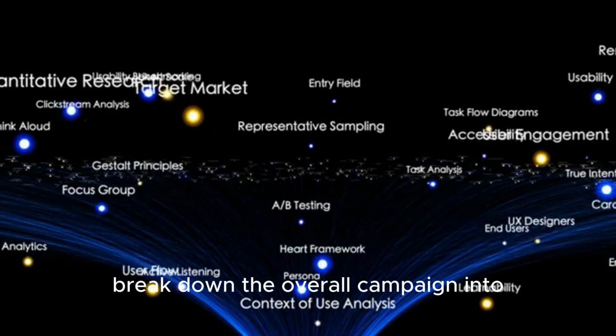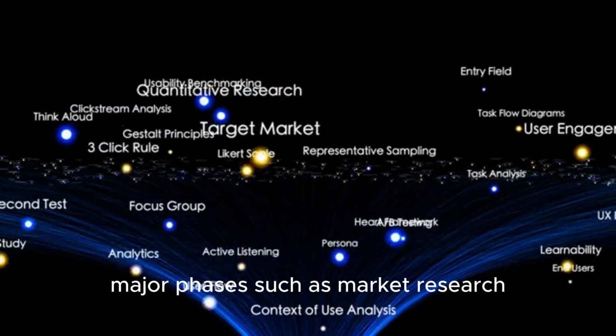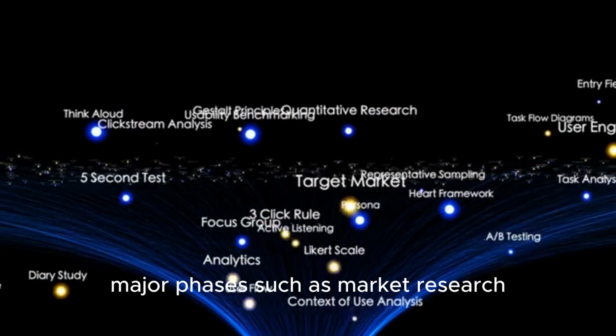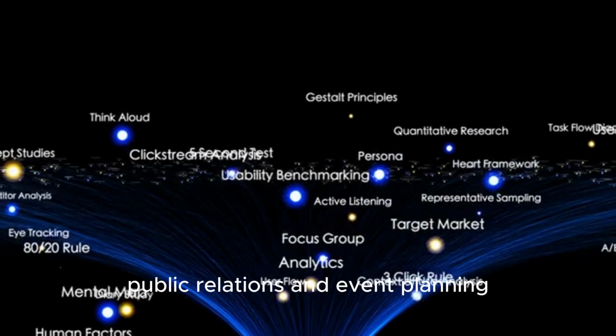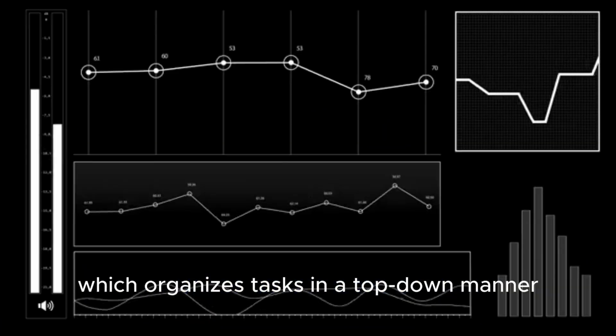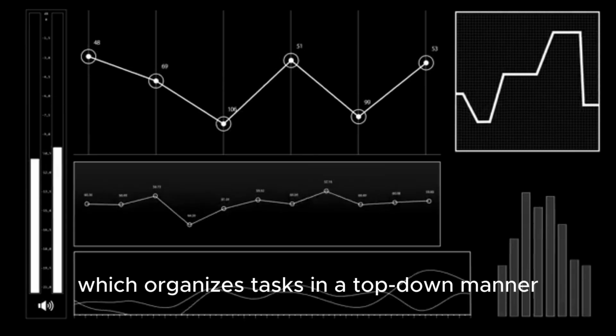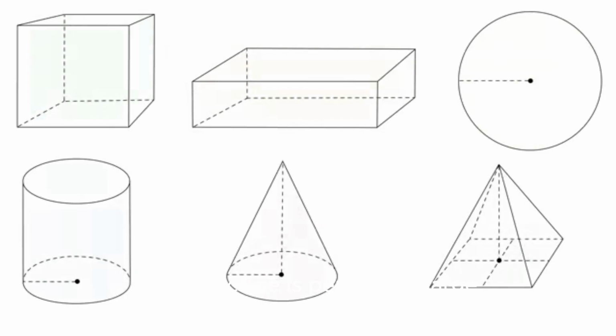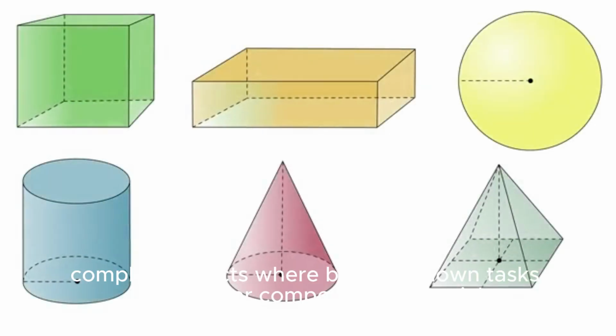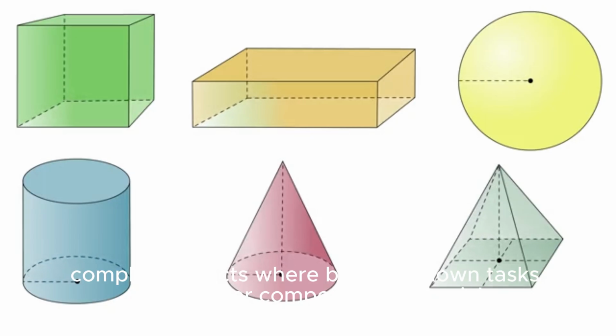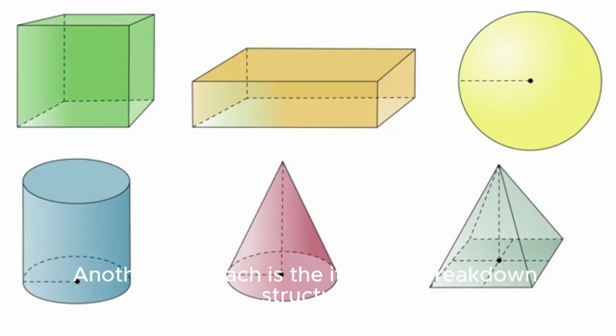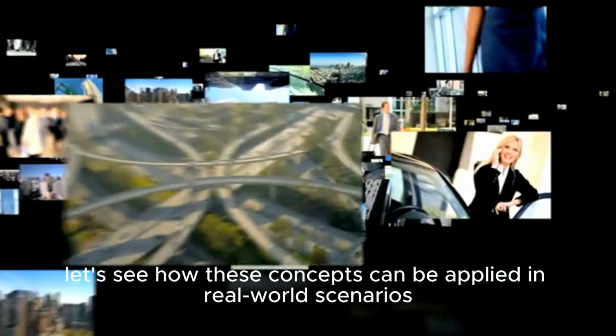First, break down the overall campaign into major phases such as market research, advertising, public relations, and event planning, which organizes tasks in a top-down manner. This structure is perfect for large, complex projects where breaking down tasks into smaller components is crucial. Another approach is the iterative breakdown structure. Let's see how these concepts can be applied in real-world scenarios.